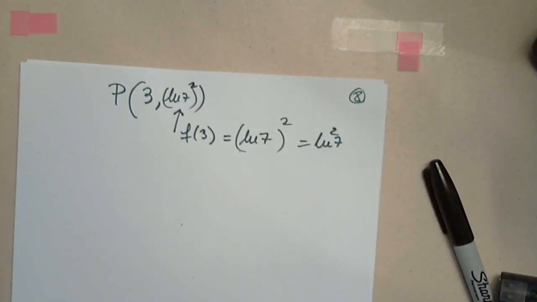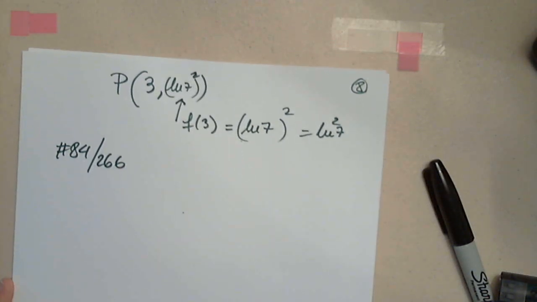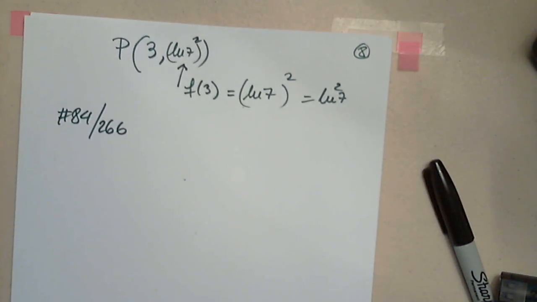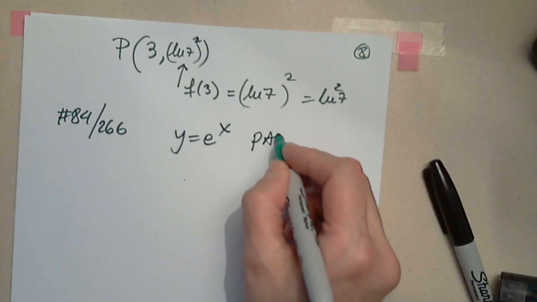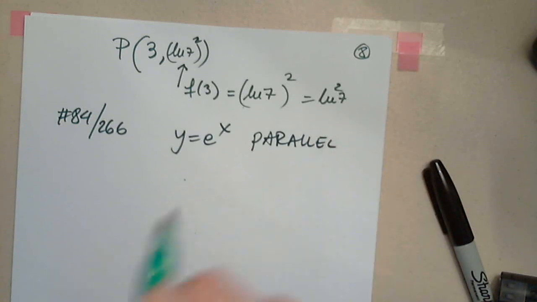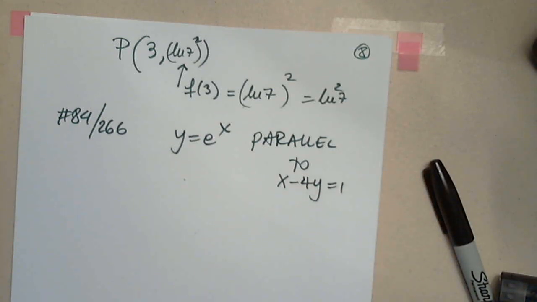So this is 84 on the same page, 266. Find the equation of the tangent to the curve y equals e to the x, parallel to the line x minus 4y equals 1.